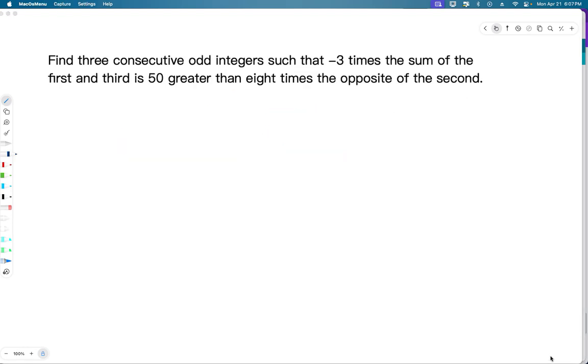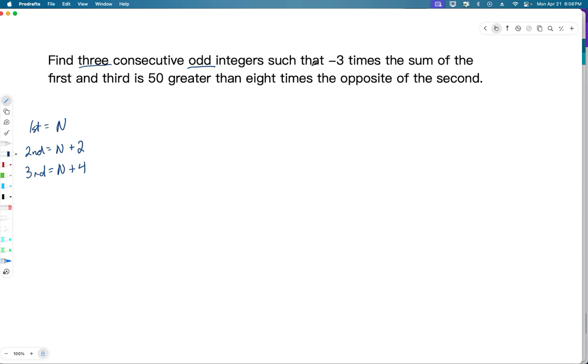All right, the next problem is for consecutive odd integers. So we want 3 of them. So the first one is n. The second one is n plus 2 because we're looking for odd integers, so we're going to skip the even number to get to the next odd number. And the third integer is going to be n plus 4 because we're skipping again, right? We're going to skip that third number to get to the fourth number, which is going to be our odd integer. So here are the expressions that represent the first, second, and third.